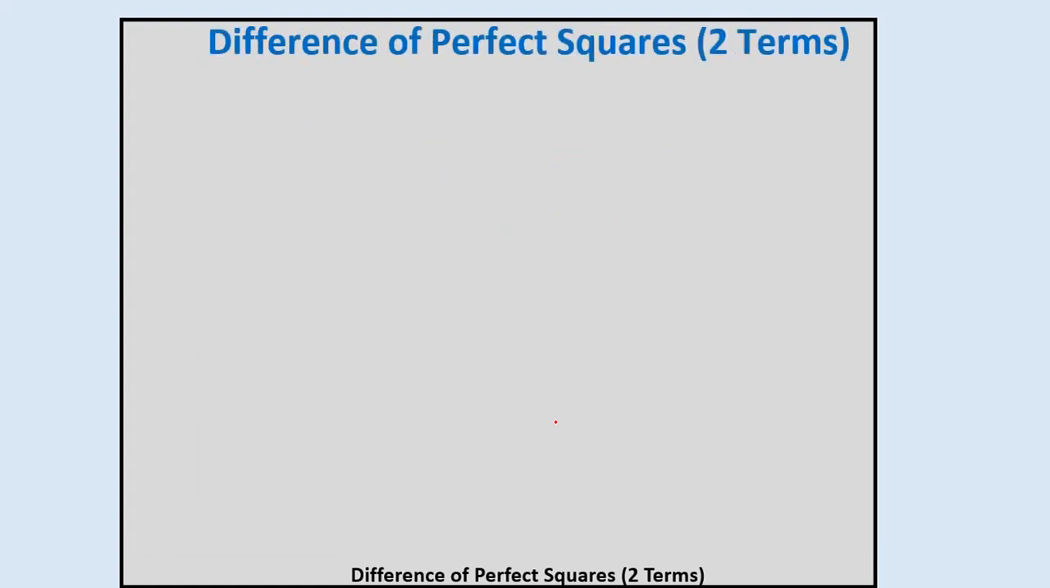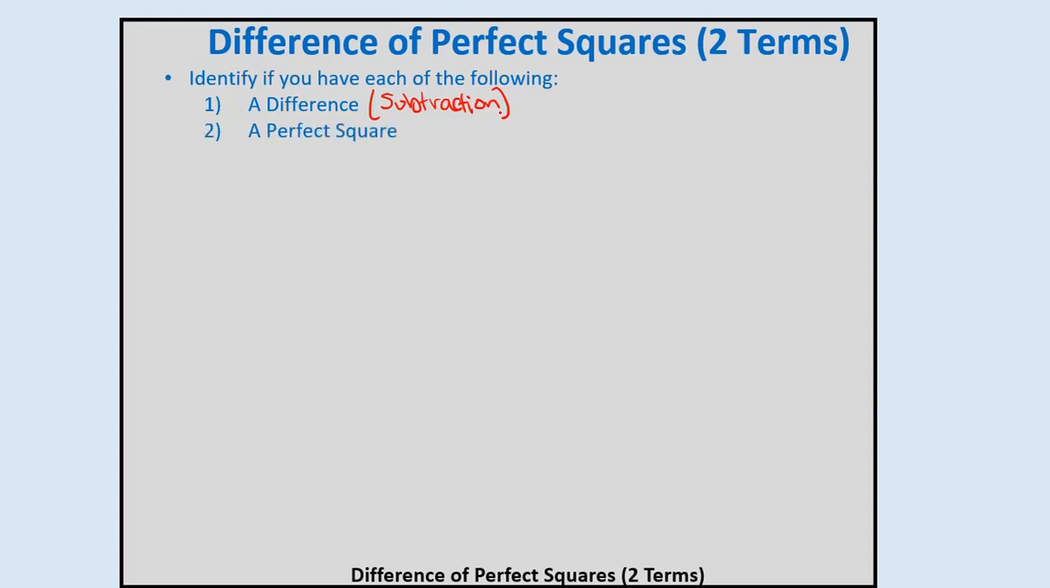Now let's try the difference of perfect squares. Now this is only a 2-term factoring technique, and it is a pattern. That's all he is. Ultimately, first thing you need to identify is if you have each of the following. A, you have a difference. It's subtraction. That's the first thing you're looking for. 2, you're looking for perfect squares: 4, 9, 16, 25, those guys, all right? Or x squared. That's a perfect square. Then you're going to factor it into 2 factors, one positive and one negative.